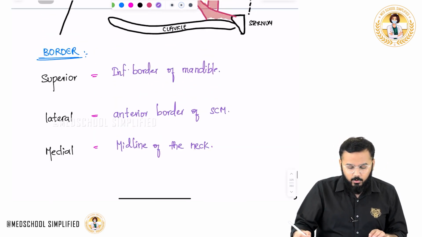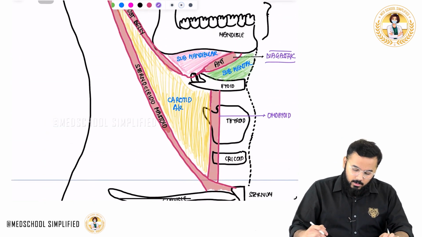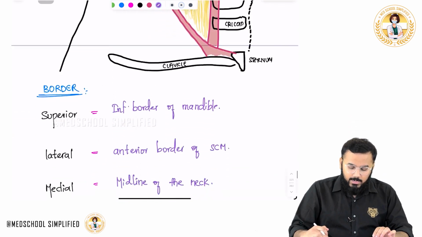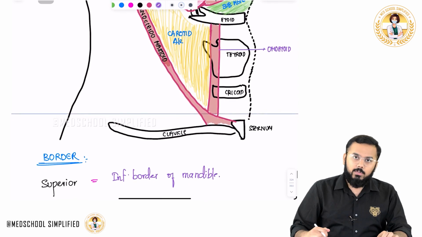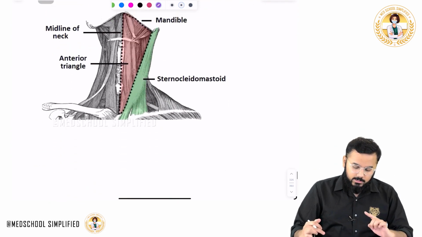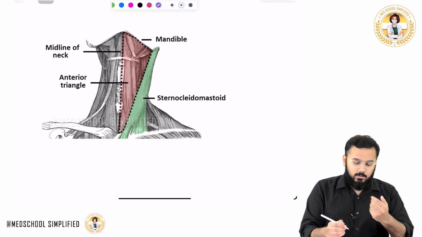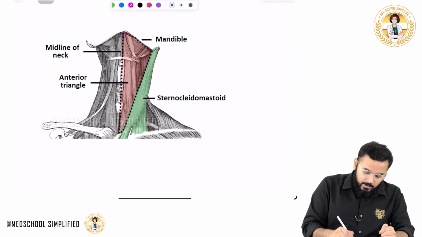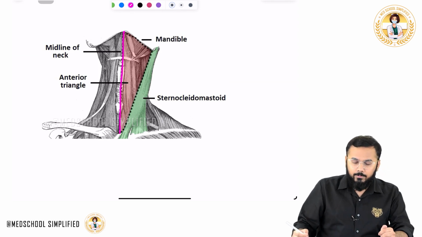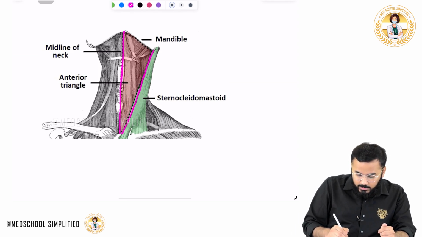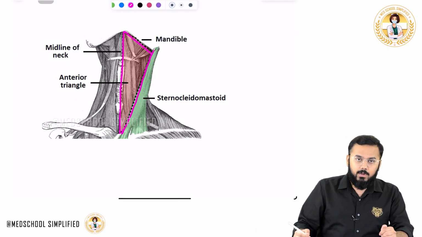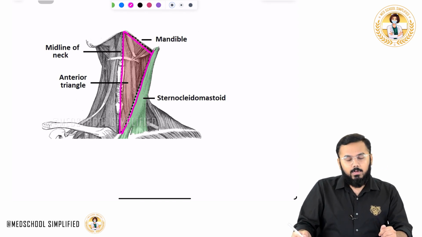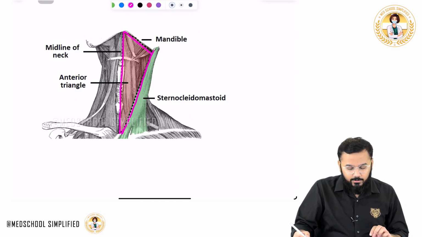So these are the three important things that are located over here. Now, these are the three important borders, right? Later on when we discuss individual triangles, we will discuss the borders individually. Next important thing, look at this. You see, this is the midline of the neck. This is the line that is drawn along the midline of the neck. And this is the line that is present here. This is called the anterior border of the sternocleidomastoid. And this is the inferior surface of the mandible. Together you see a triangle over here. This triangle is nothing but your anterior triangle. Clear? This is your anterior triangle.